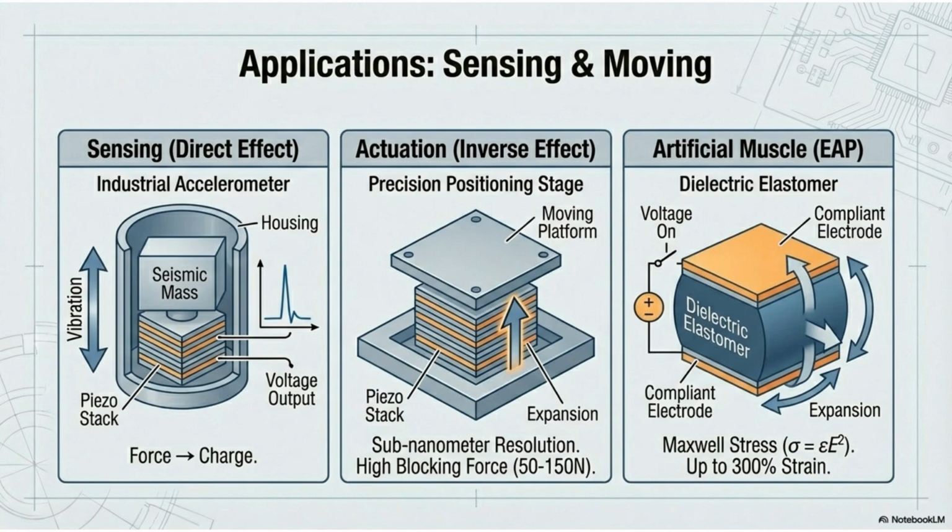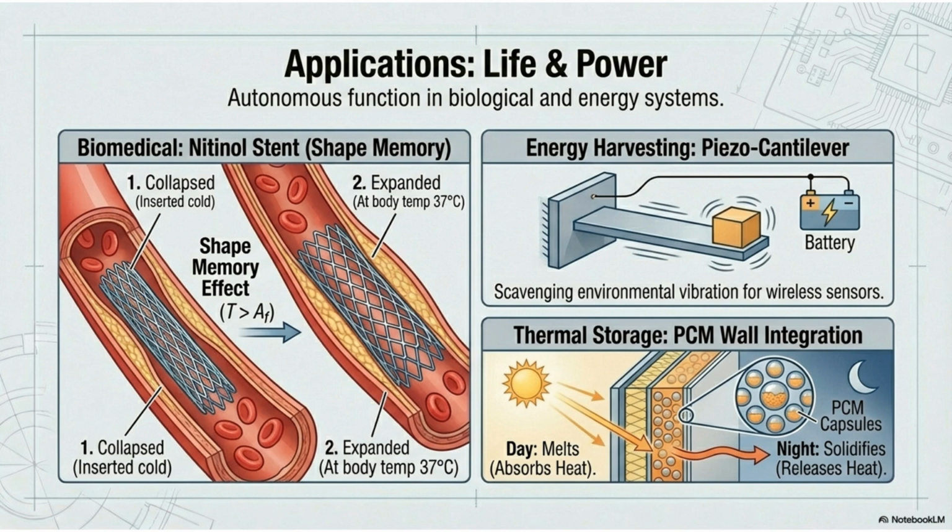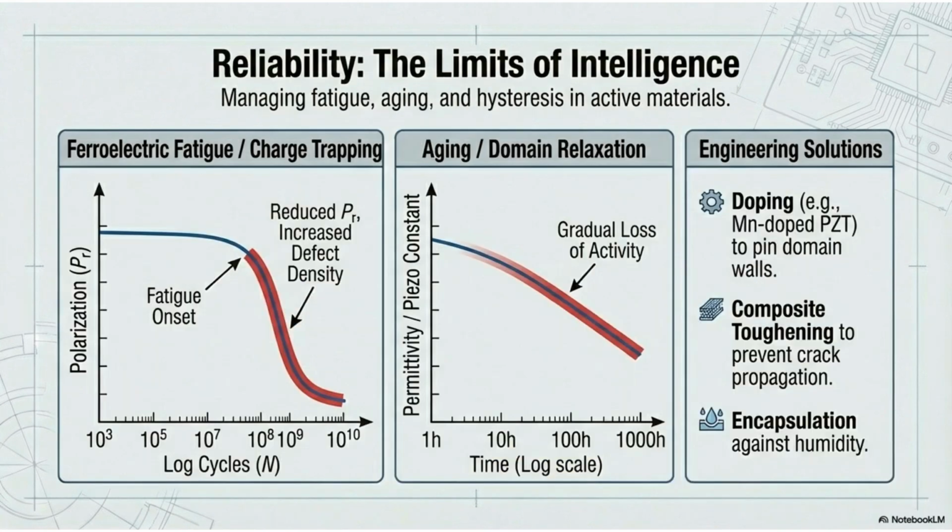Applications include sensing using the direct effect, actuation with high precision using the inverse effect, and artificial muscles made from electroactive polymers. Electroactive polymers, or EAPs, are materials that change their volume when a voltage or electric field is applied to them. Smart materials enable autonomous function in biological and energy systems, such as nitinol stents in biomedicine, piezo cantilevers for energy harvesting, and phase change materials for thermal storage.